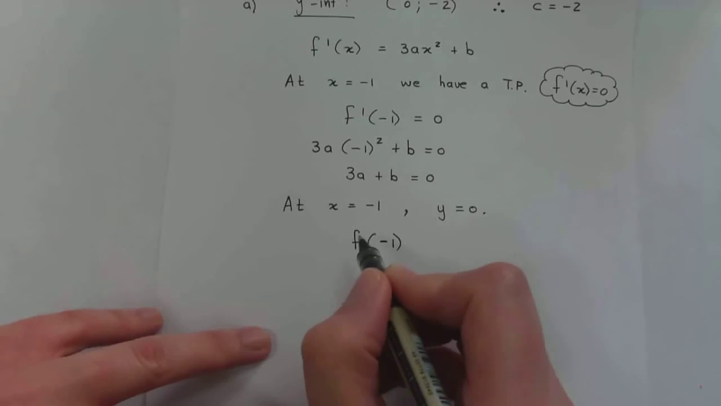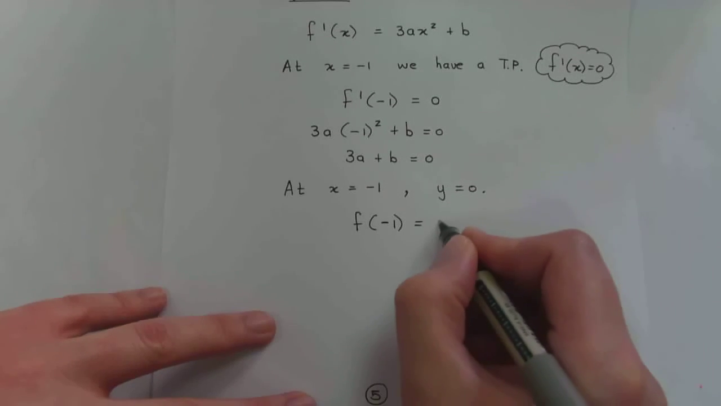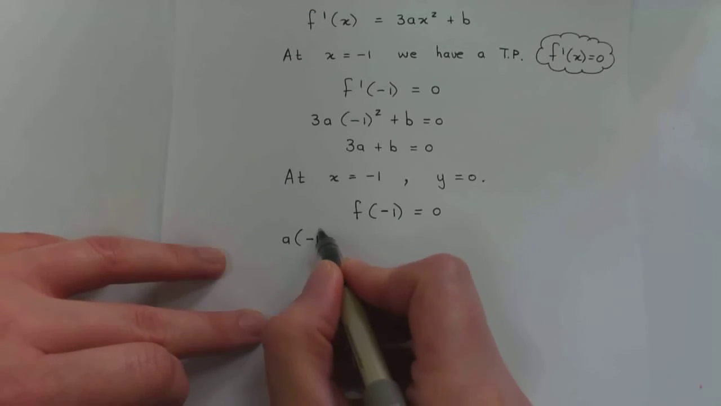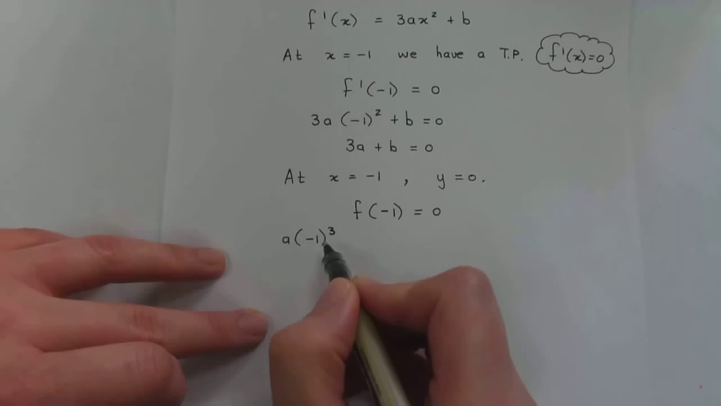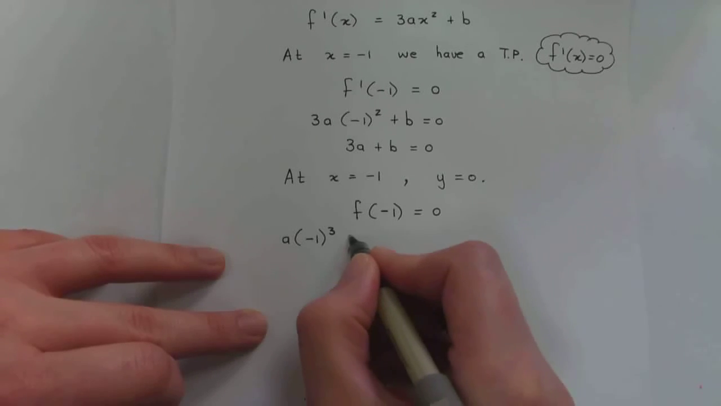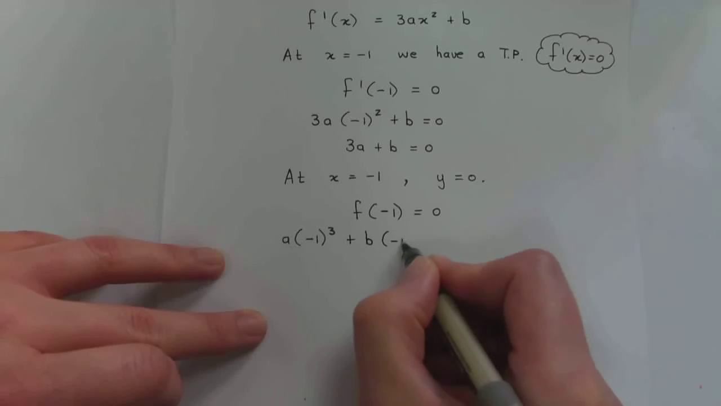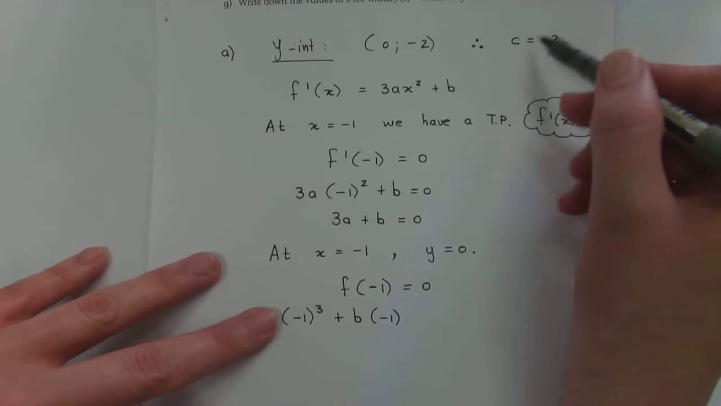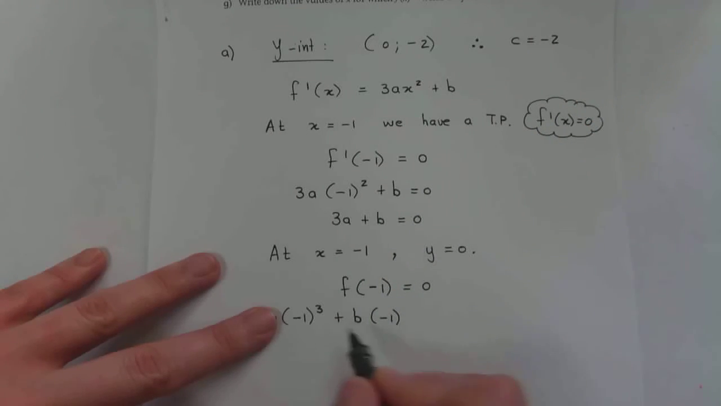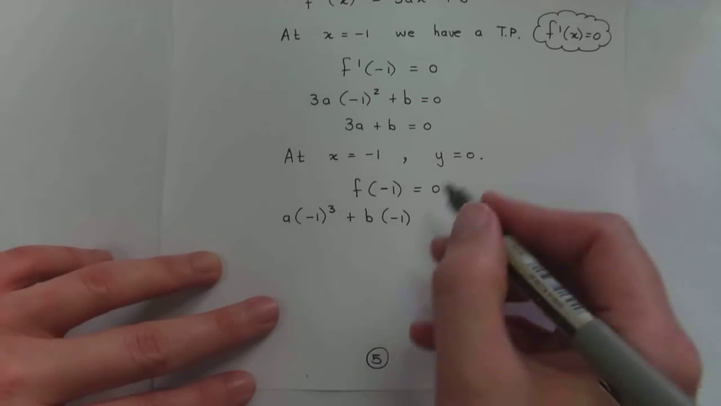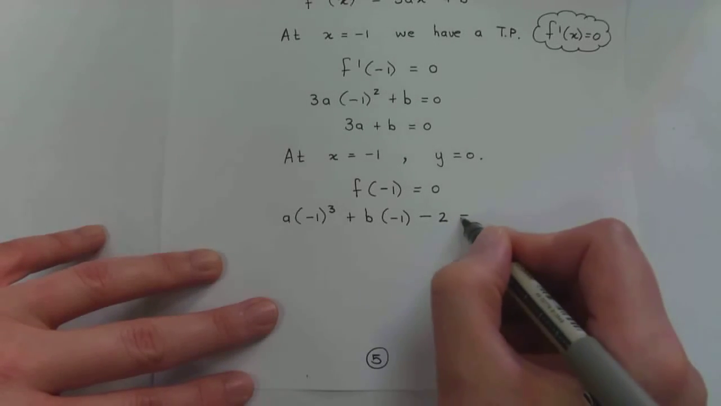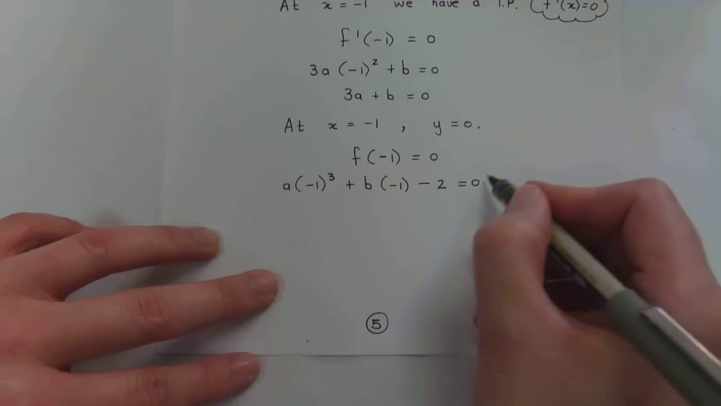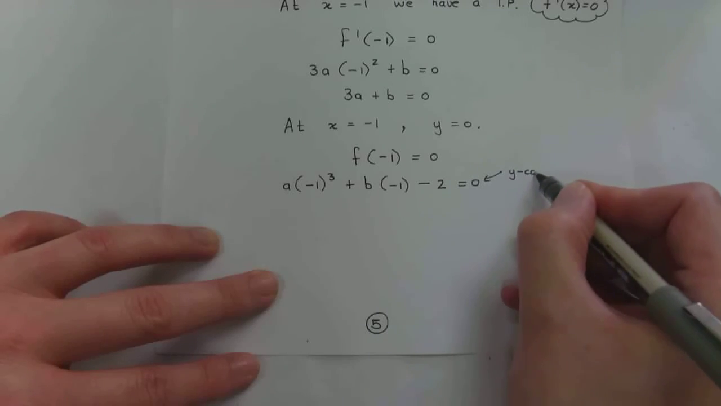So subbing -1 into the original equation gives me a y-coordinate of 0, which means I can then go and say a times -1 cubed, and again, not the first derivative, the original equation, plus b times -1, and we've calculated the c value, which is -2. And very important, that's why I first went for that c value, so I can use it over here. Otherwise, I've got 3 variables, which is an issue. So I put that -2 in there, and I set it equal to 0. Now again, this 0 is not because of the gradient. This 0 is specifically because it's the y-coordinate of that point.